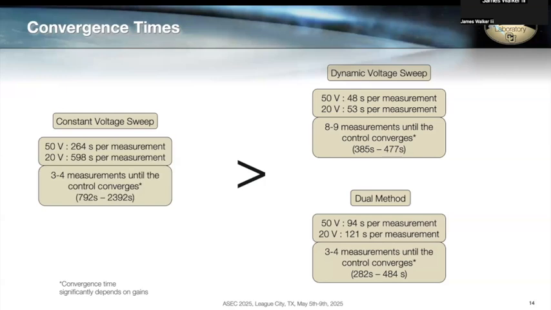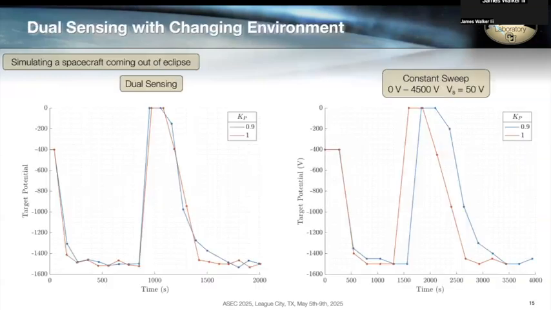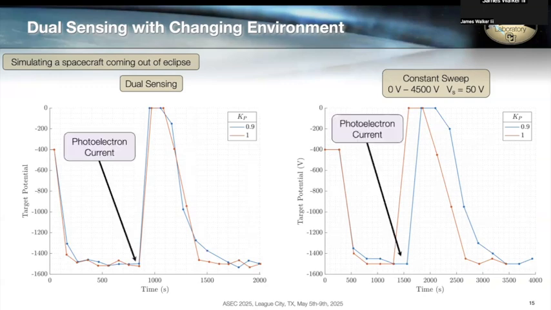Now we want to look at how these methods handle a changing environment. So simulating the exact same scenario with a spacecraft coming out of eclipse, you can see that the dual sensing method gives us very similar behavior as the constant sweep method, where once we apply our photoelectron current, the potential jumps up to a much more positive value. The control measures this much more positive value and applies the subsequent control, which then allows the potential of the target to be driven back to its goal potential in a much more efficient manner.